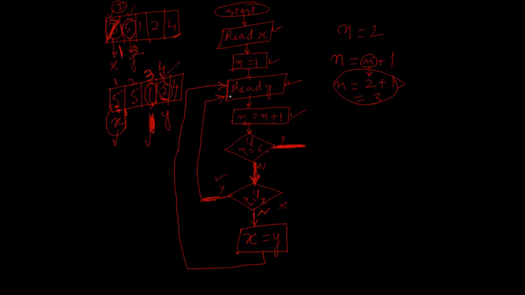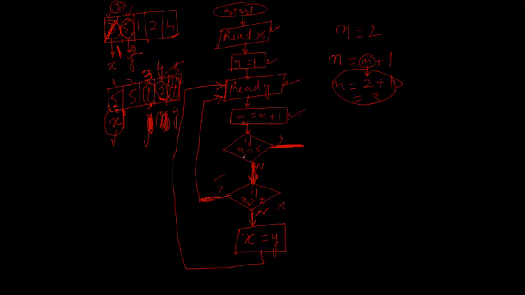Again I have to read. I don't have to change the value of x. I have not changed the value of x. So I will read y. That is 4. I have to read next number and assign it to y. So y will be holding this 4 now, and n will be incremented by 1, n will become 5.